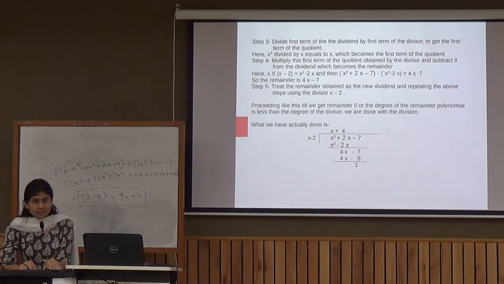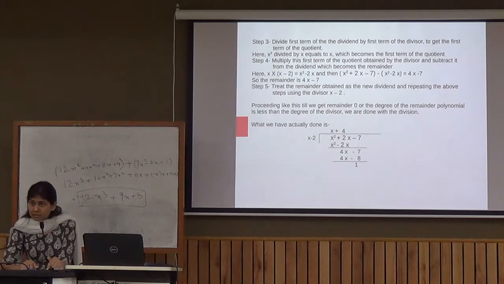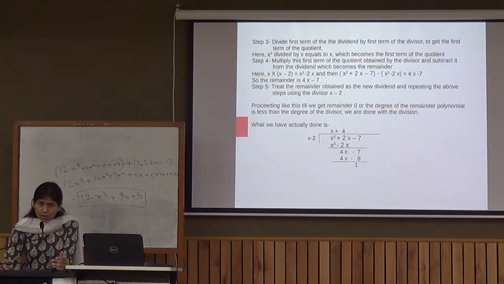Now this 4x minus 7, the new remainder, should be equal to 0, or the degree of this remainder polynomial must be strictly less than the degree of the divisor. Here the degree of the divisor is clearly 1, that is of a linear polynomial. Therefore we have to continue with the division. So again, this new remainder becomes the new dividend, and similar steps are performed till we get the remainder as 0 or a polynomial whose degree is less than the degree of the divisor.